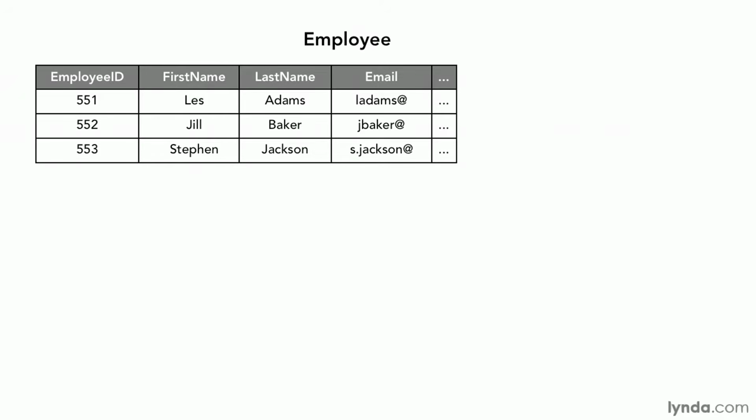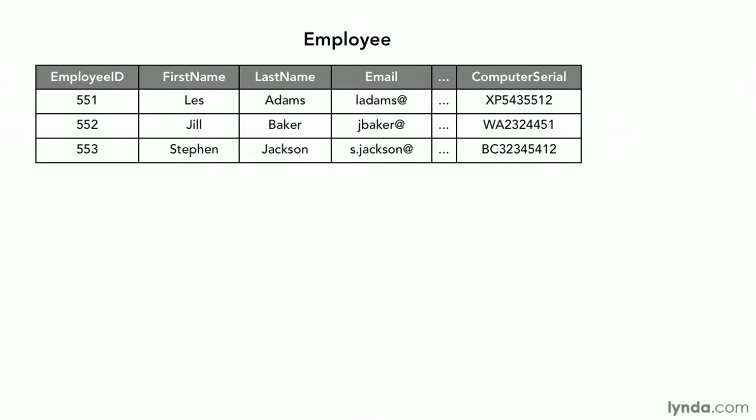Well, let's say I begin developing a database for my company, and one of my tables is an employee table. Very simple stuff. Employee ID, last name, first name, and so on. And we allocate every employee a computer. I want to keep track of that, so we'll add a computer serial column to keep track of who has what. Now, this is actually okay right now. This technically is in first normal form.